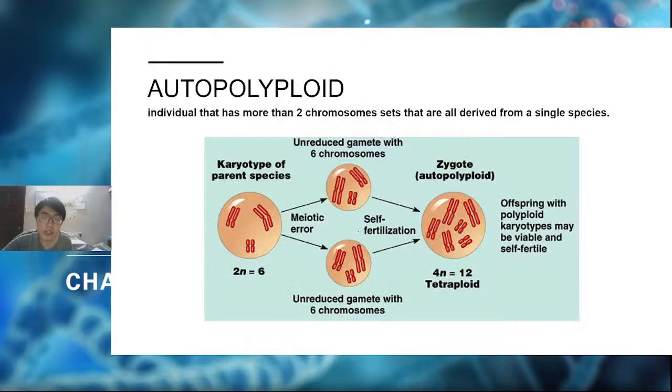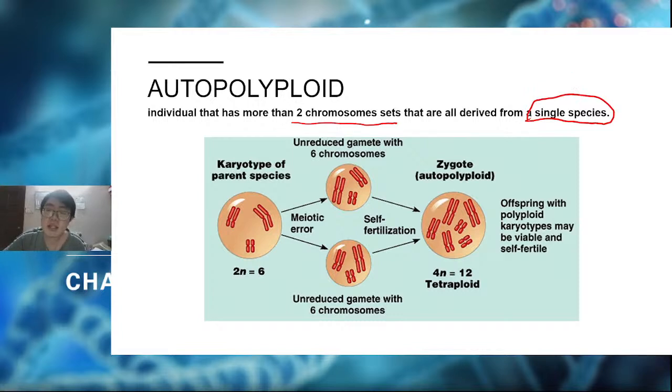Okay. So there are two types of polyploidy. First type is called autopolyploid. Autopolyploidy means that the individual, normally a plant, has more than 2 chromosome sets that are all derived from a single species. Apa maksudnya? It means the finally baby will have more than 2 chromosome sets all derived from a single species. Maksudnya ibu bapa mereka adalah spesies yang sama sahaja.